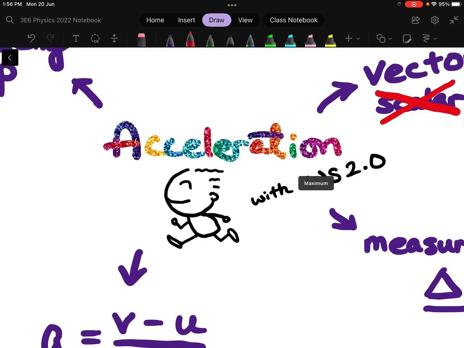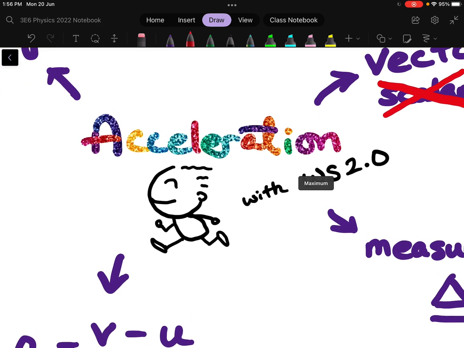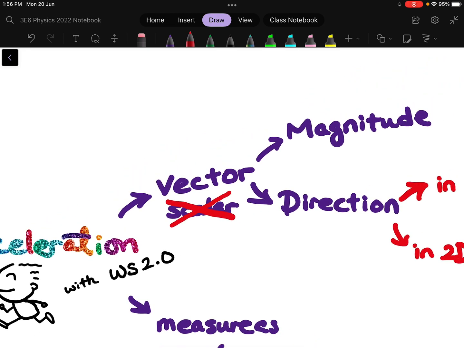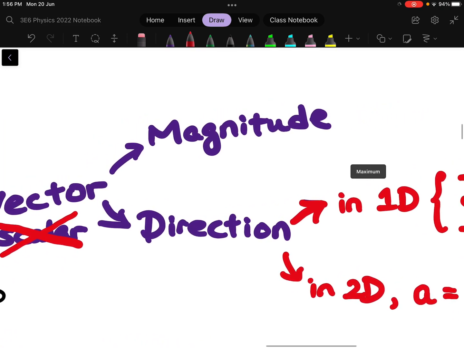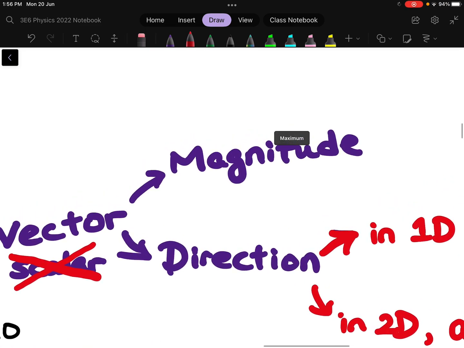So before we go into what acceleration means, let's classify it in terms of vector versus scalar. For acceleration, it is actually a vector quantity. This means that it has both the magnitude component and the directional component. For magnitude, it basically means the size of things. We can assign a number for it.